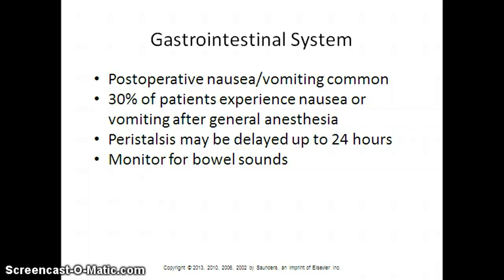Be assessing bowel sounds as well. Typically when you hear bowel sounds, that means that peristalsis is returning. And so we want to make sure that our patient is passing flatus and having good bowel tones.